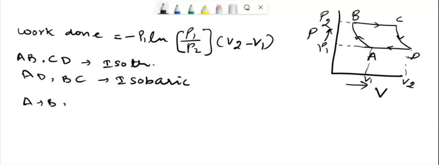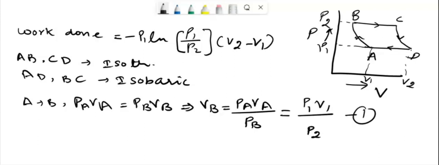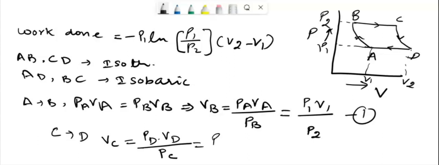So for the process AB, we can write PA VA is equal to PB VB. VB can be written as PA VA upon PB. In terms of 1 and 2, we can rewrite it as P1 V1 upon P2. This can be written as equation number 1. In the same way, we can find out for the process C and D, which is again the isothermal process. We can write VC is equal to PD VD upon PC, which will be, in terms of 1 and 2, P1 V2 upon P2. This will be equation number 2.